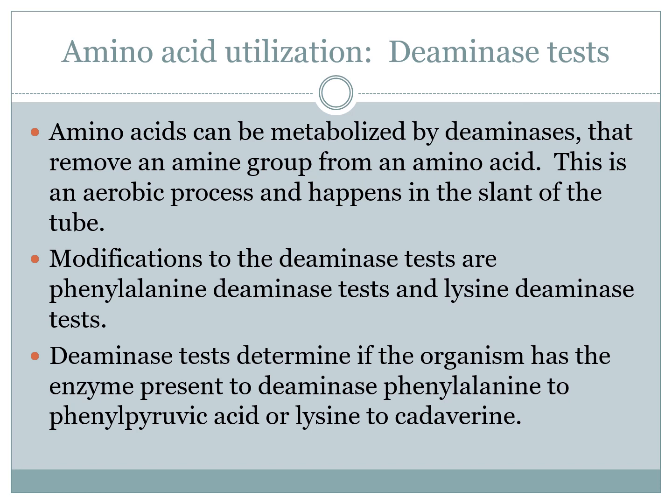Another amino acid utilization test that we can do is called the deaminase test. Here we're looking for the removal of an amine group from an amino acid. This is an aerobic process that is viewed in the slant of the tube. Amino acids can be metabolized by deaminases. These are enzymes that remove an amino group from an amino acid. This is an aerobic process that happens in the slant of the tube.